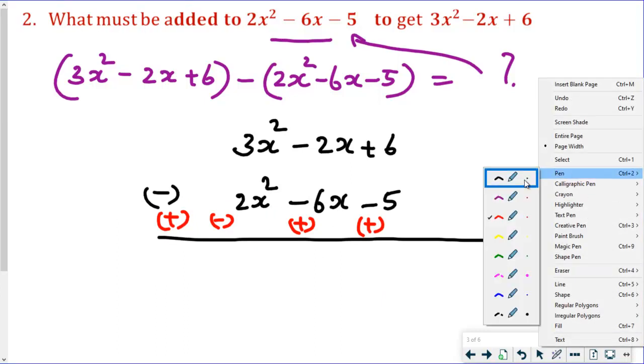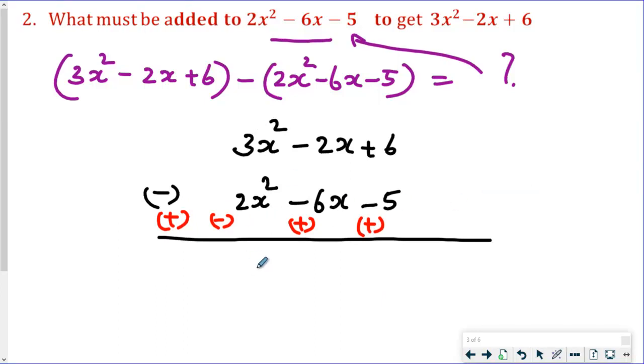Now we can do the addition. For the first term, the same variable x². Now 3 minus 2, so the answer is 1, with sign plus. Now the second term, variable x. Here minus 2, here plus 6. Both have different signs, so we have to subtract. 6 minus 2 is 4. The sign of the bigger number is plus. Now the last one is 6 and 5, both having the same sign, so we can add. That is 11, so it becomes plus because here it is plus.